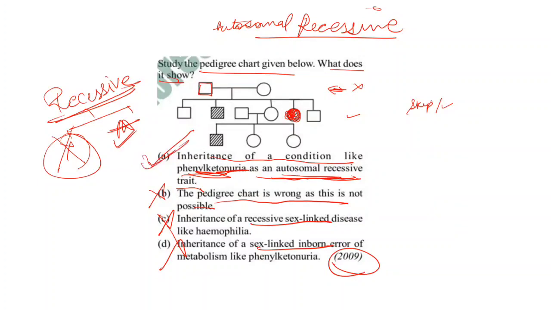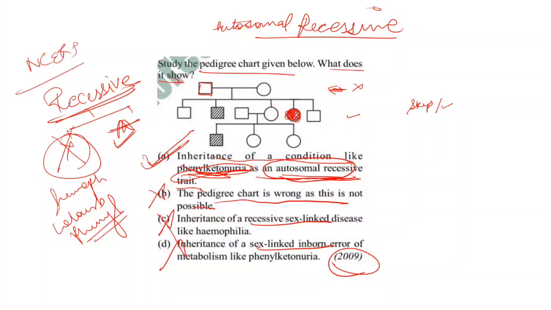Thus you must know that phenylketonuria is an autosomal recessive trait for solving these kinds of questions. You must know what hemophilia is, what color blindness is, what phenylketonuria is, whether it is dominant or recessive, whether it is autosomal. At least the examples given in NCERT, you must know them very thoroughly to solve these kinds of questions if they are given with autosomal recessive and examples.